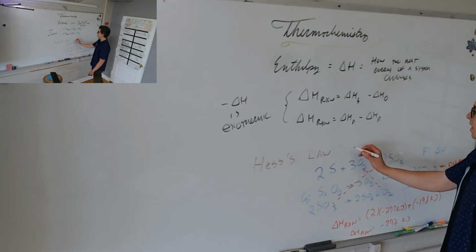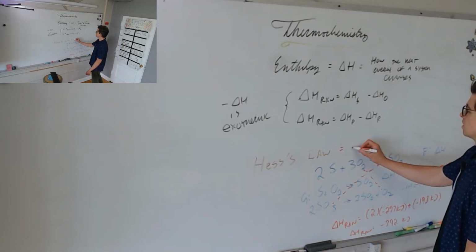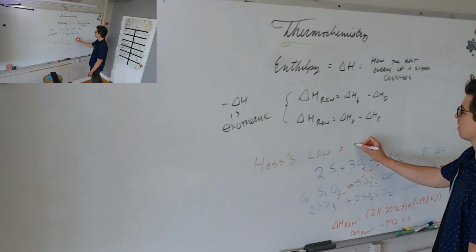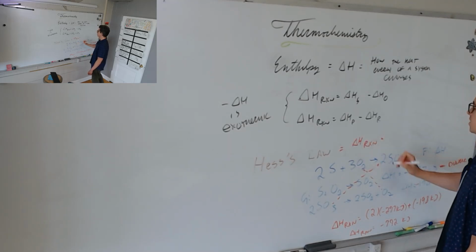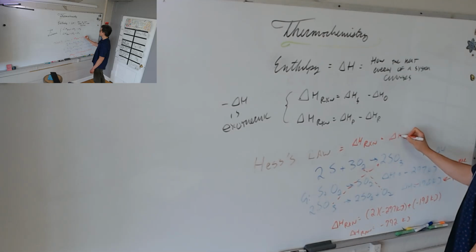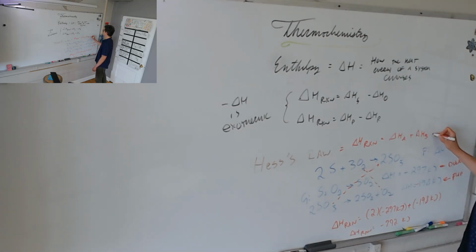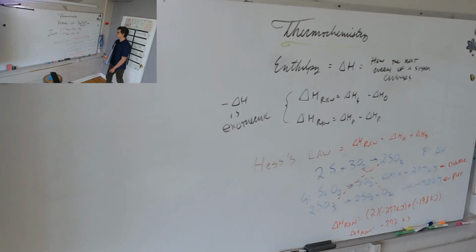So basically Hess's law is: change in enthalpy of a given reaction is equal to change of enthalpy for reaction A plus change of enthalpy for reaction B, etc. We add as many together as we need to.